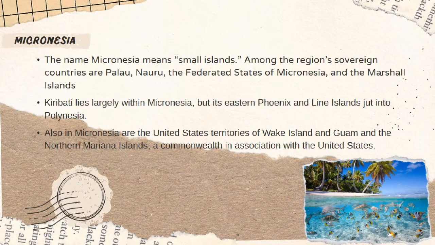Micronesia. The name Micronesia means small islands. Among the region's sovereign countries are Palau, Nauru, the Federated States of Micronesia, and the Marshall Islands. Kiribati lies largely within Micronesia, but its eastern Phoenix and Line Islands jut into Polynesia. Also in Micronesia are the United States territories of Wake Island and Guam, and the Northern Mariana Islands, a Commonwealth in association with the United States.